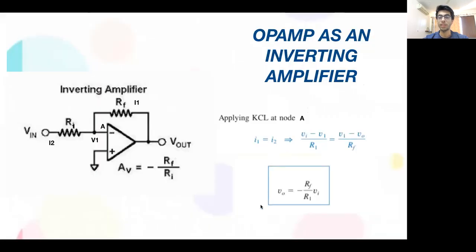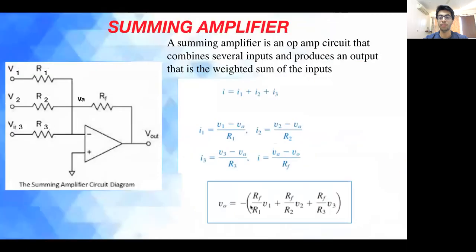Coming to op-amp as an inverting amplifier, this shall be used in making the summing amplifier that we need for DAC. So for the sake of completeness, I'm explaining it over here. Since we have no current entering the op-amp, we can write the KCL at node A as the following: I1 is equal to I2, and when we solve for V0, this is the value that we are getting. So we can see that it is behaving as an inverting amplifier.